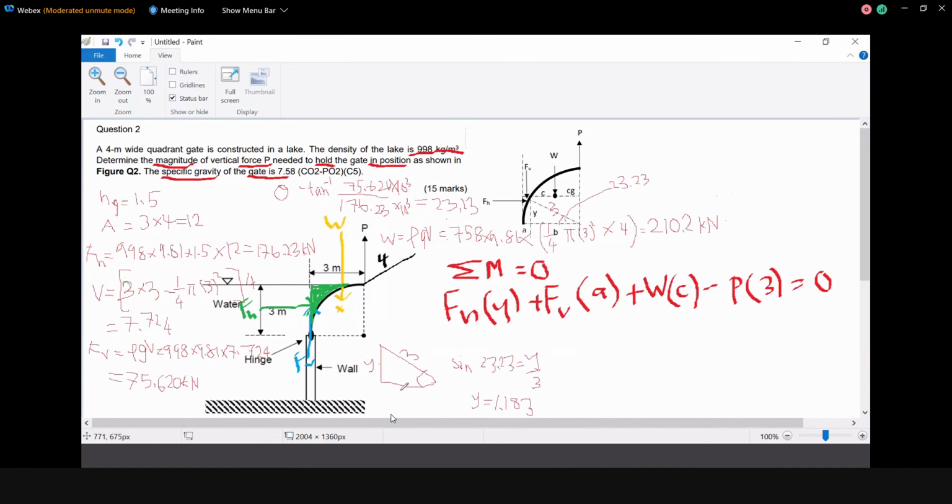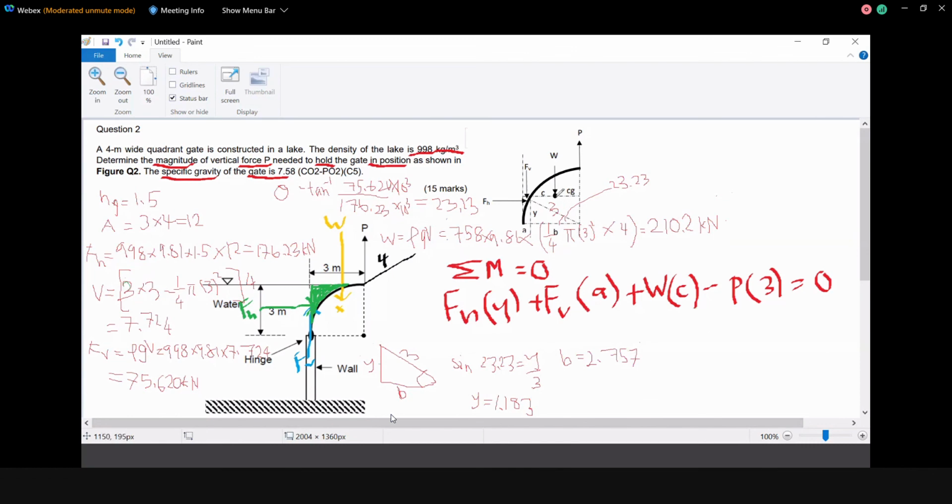Cari B kat sini. Boleh guna teorem Pythagoras. Saya tak tulis lah. You find the B. Teorem Pythagoras ialah 3 square tolak Y square root. 2.757. Okay, and then we need to know C.